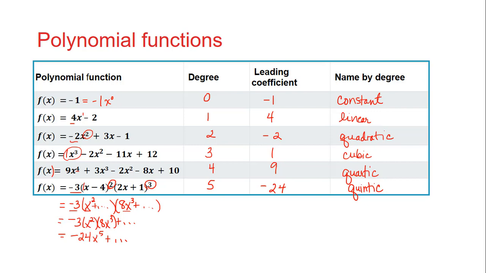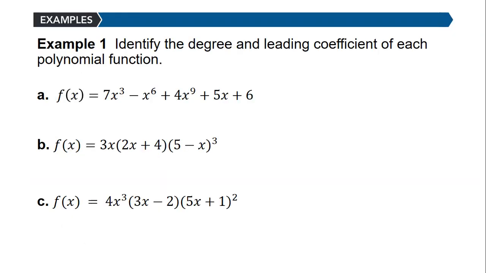Quintic function. Here is an example where we want to identify the degree and leading coefficient of each polynomial function. Part A is f of x equals 7x cubed minus 6x plus 4x to the 9 plus 5x plus 6.